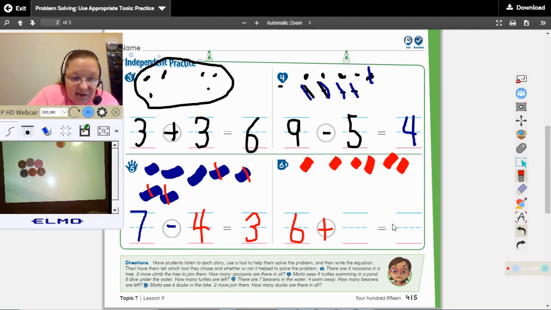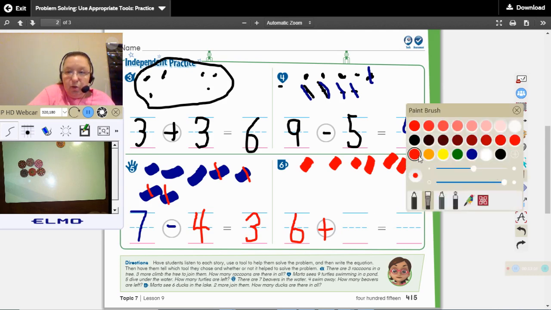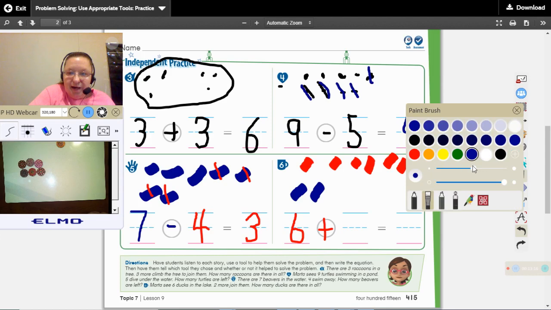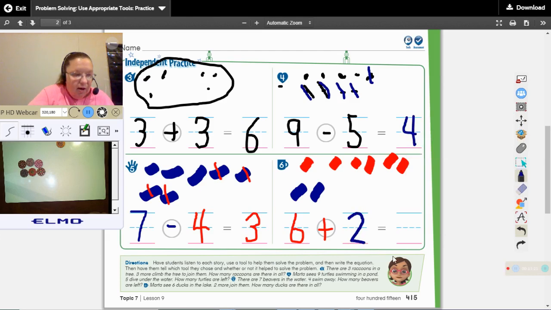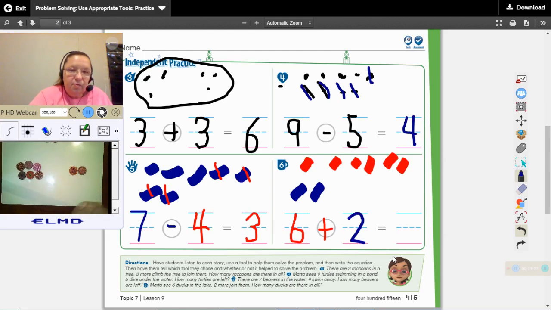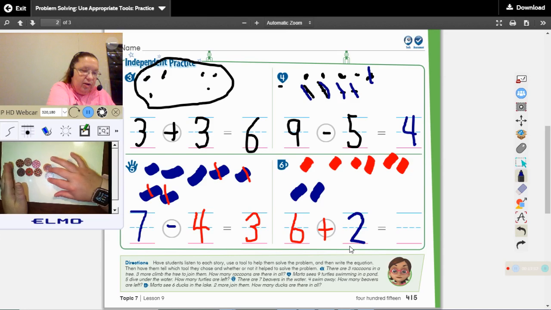Now, listen closely. 2 more join them. How many are we going to draw now? We're going to draw 2 more. And we're going to write our number 2. Here, we need to bring down 2 counters. 6 plus 2 equals. Plus addition means what? We take these 2 groups and we put them together.